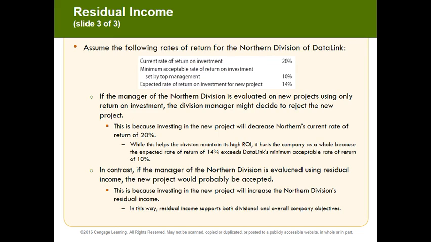So let's look at these rates for the Northern Division. Their current rate of return on investment is 20%. They have a minimal acceptable rate of return on investment set by top management of 10%. There's an expected rate of return on investment for this new project of 14%. If the manager of the Northern Division is evaluating the new project using only the return on investment, they might decide to reject this project because it will decrease their overall current rate of return of 20%.